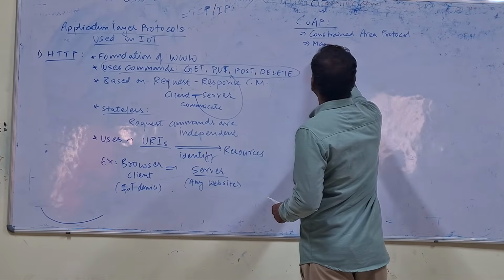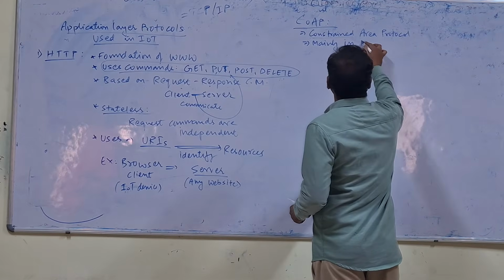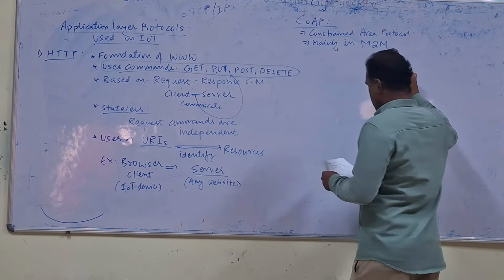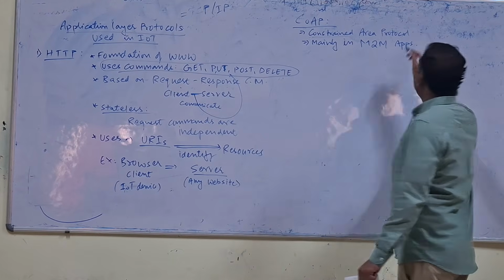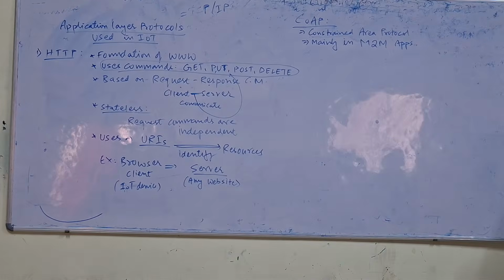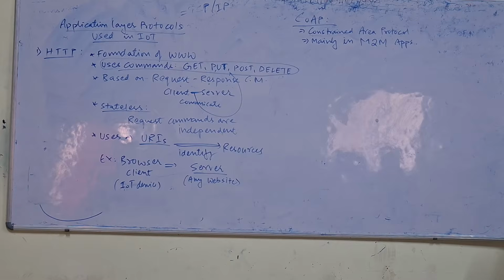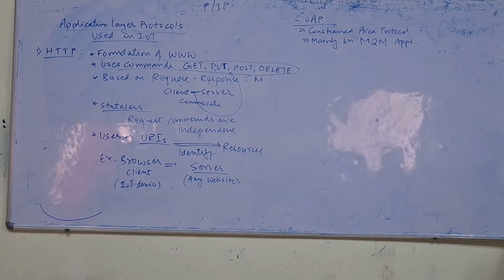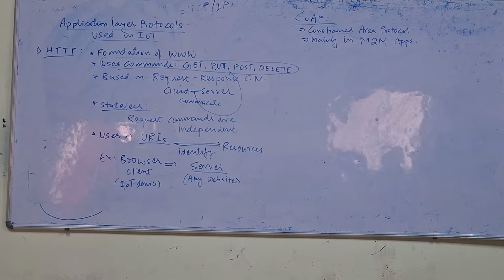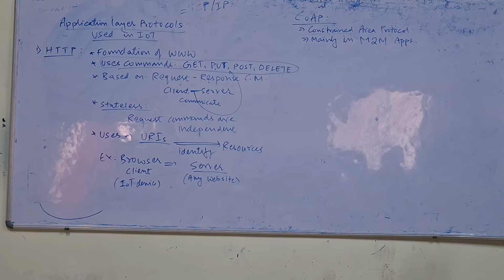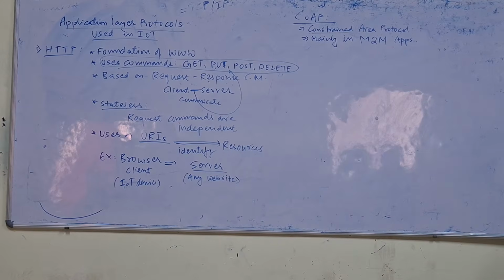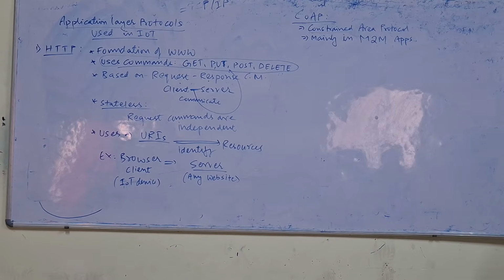Mainly in M2M applications. M2M applications means machine to machine applications. The communication is between machine and machine. When you are communicating with your laptop, it is human to machine communication, or machine to human communication. When you are reading the output on the screen, it is machine to human communication. When you are typing something, it is human to machine communication.